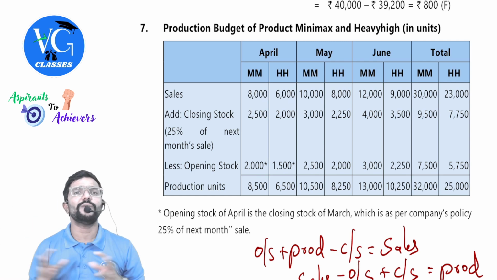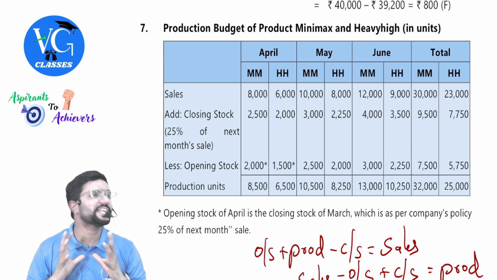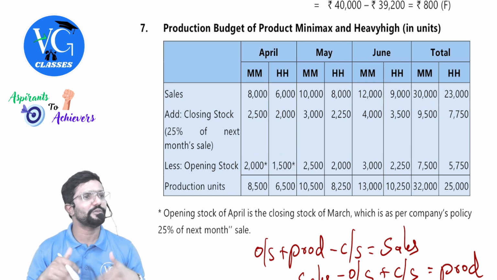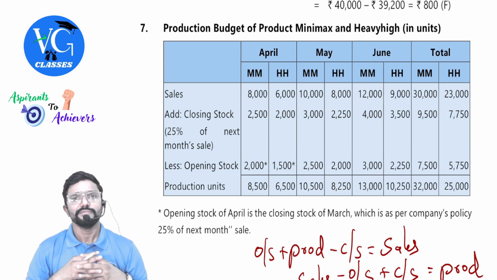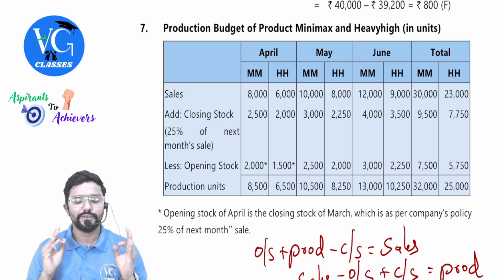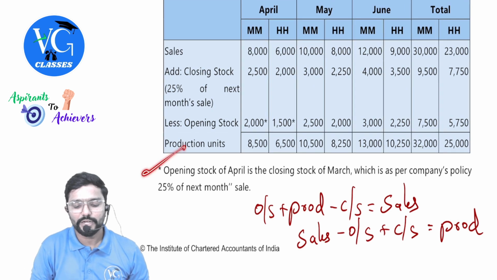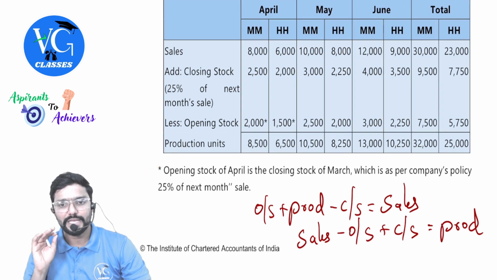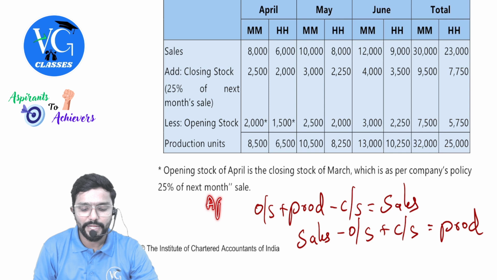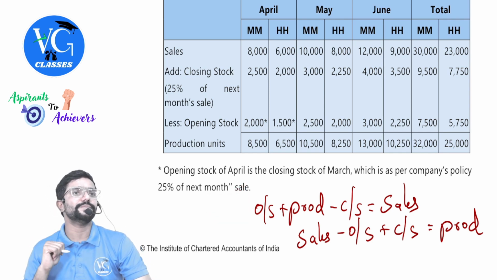Closing stock of March is the opening stock of April. Hope you understand. That is the key point here, guys. Mark star. Already they have given one star; you add one more star. Closing stock for March is opening stock for April. Opening stock of April is the closing stock of March, which is as per the company's policy, 25% of next month's sales. You can mention there, April.